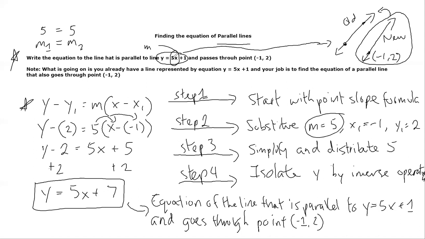My x1 is going to be from the point that they give. Remember how I said that it has to pass through -1 and 2? Well, -1 is going to be my x1, and +2 is going to be my y1, okay? That's where I'm getting these numbers from. They're not coming out of nowhere. They're coming out of what's given. You're always going to be given some piece of information. So here I'm going to substitute everything in.